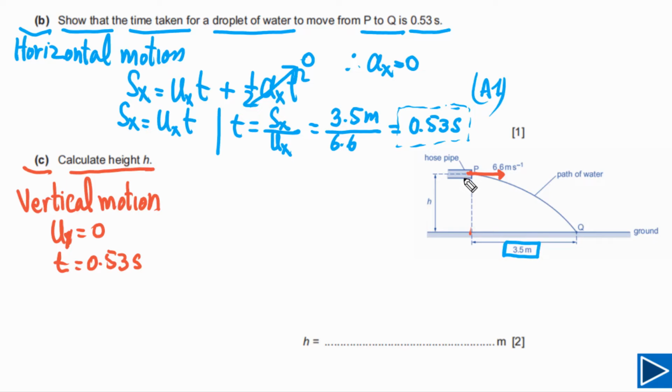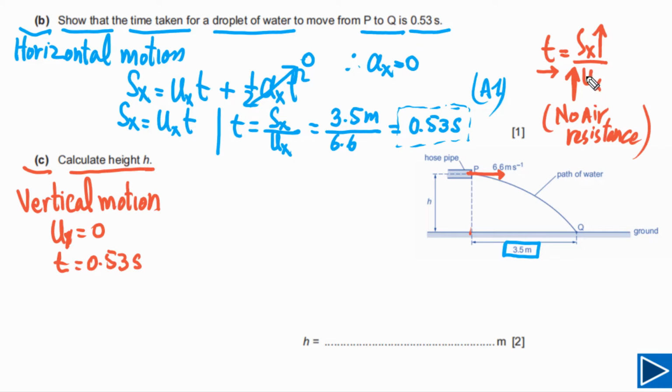Time taken does not depend on horizontal displacement. Let's try to understand this one with this equation. Time taken for horizontal motion is equal to Sx over Ux. If we increase the initial horizontal velocity, horizontal displacement will increase, but time will stay the same if there is no air resistance. We are talking about the ideal case, no air resistance.